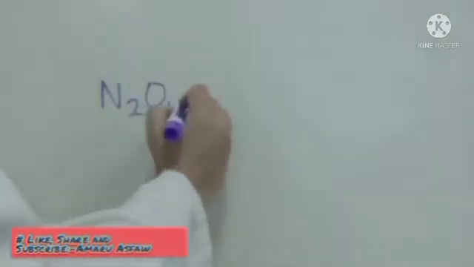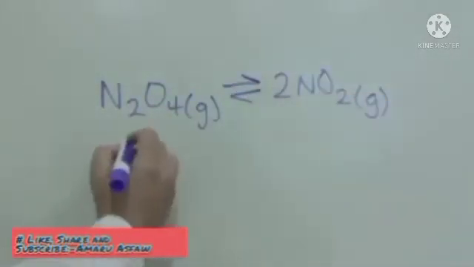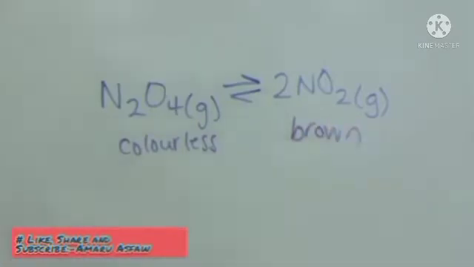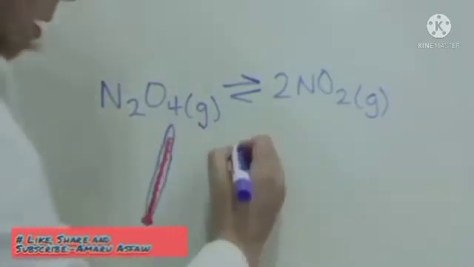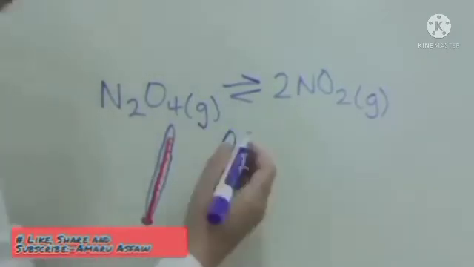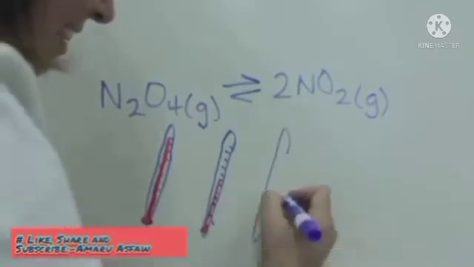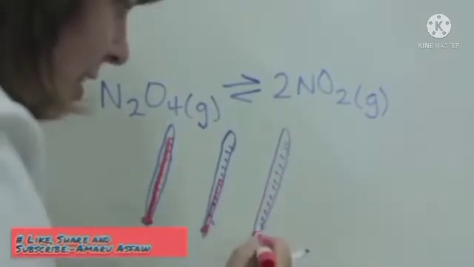The equilibrium we'll study is the equilibrium N2O4 in equilibrium with NO2. N2O4 is colorless, while NO2 is brown. We'll observe this equilibrium at 3 different temperatures: at a high temperature, at room temperature, and at a low temperature.